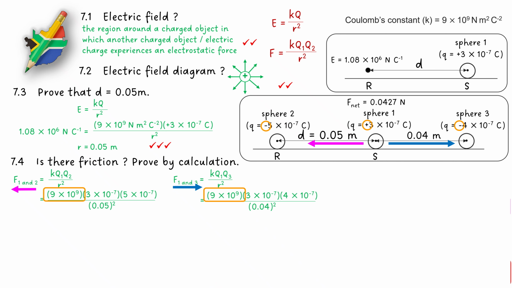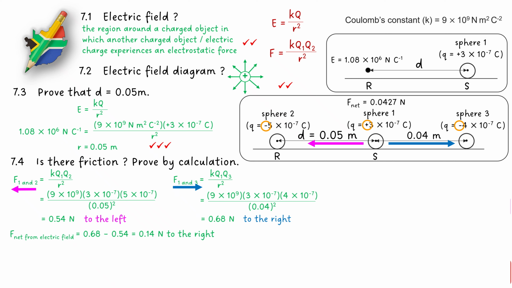We can use this equation to find the two electrostatic forces acting on the middle sphere. We have Coulomb's constant for both calculations. Then in the first calculation, the product of the two charges for spheres 1 and 2 over the distance between them squared. And in the second calculation, we have the product of the charges on spheres 1 and 3 over the distance between them squared. Then solving, we get 0.54 newtons pulling sphere 1 to the left and 0.68 newtons pulling sphere 1 to the right. The difference in these two forces is 0.14 newtons to the right.